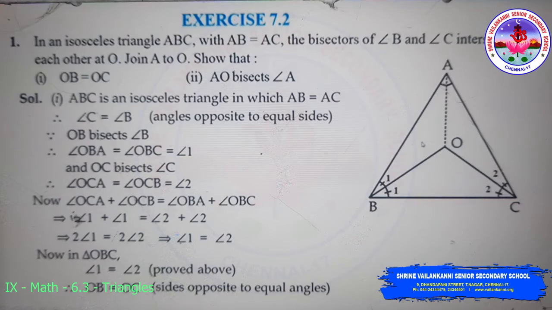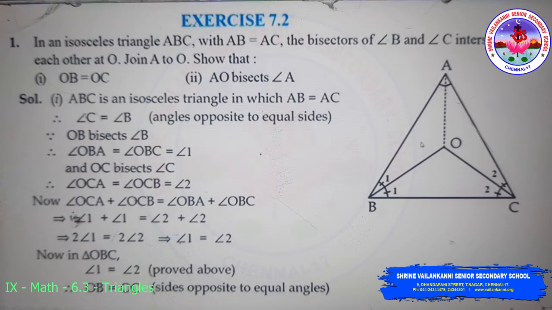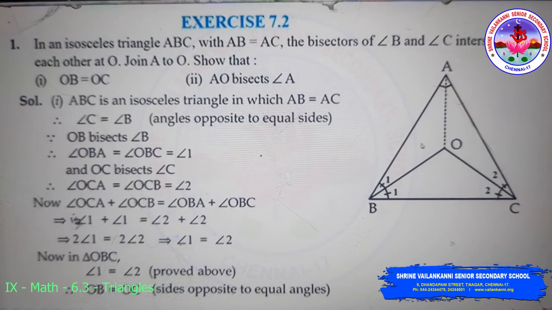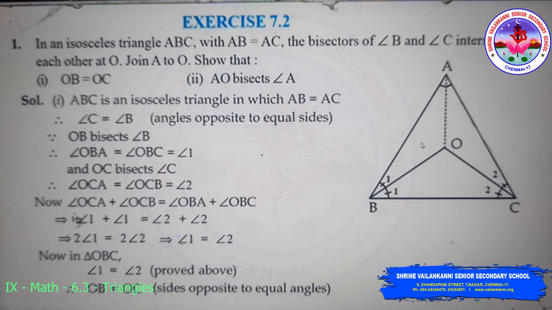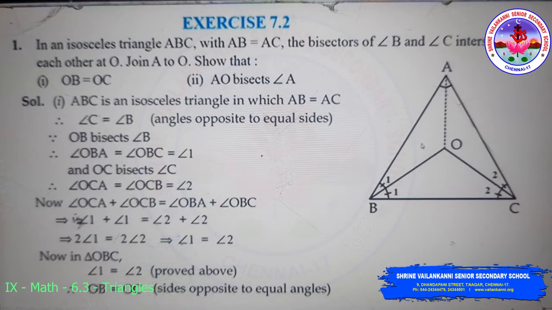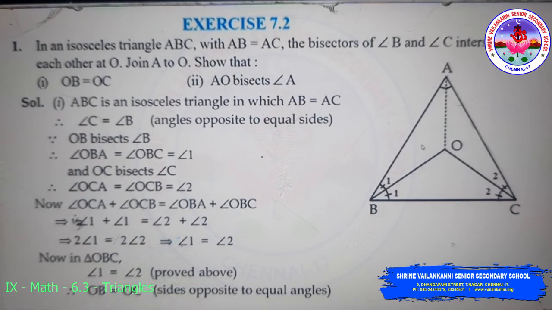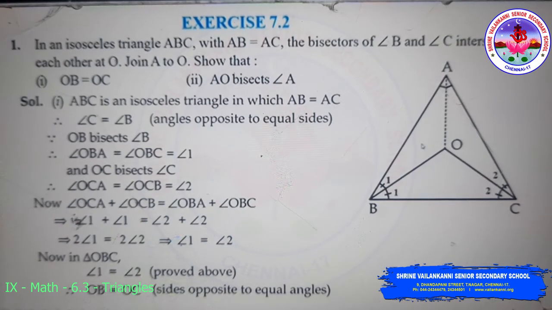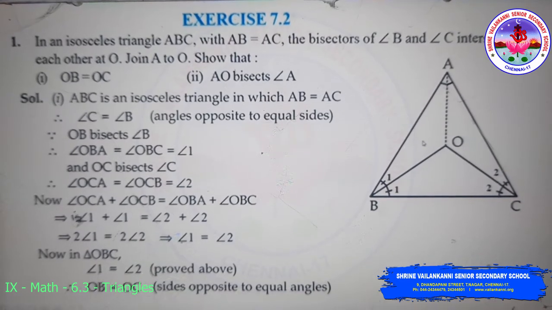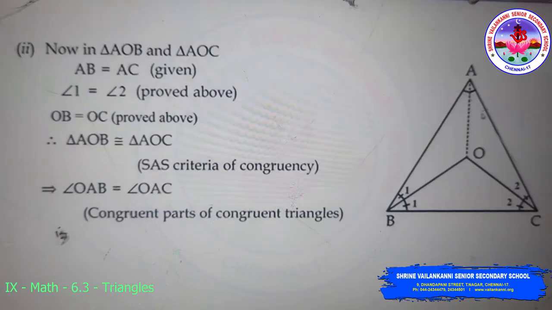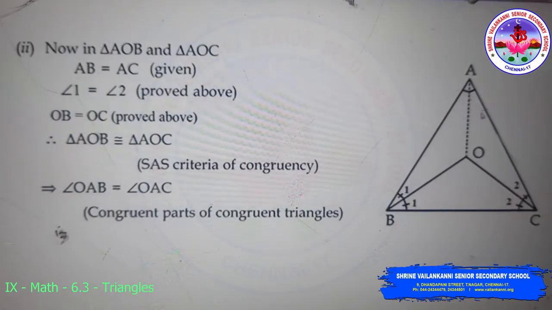By the previous theorem, we know that the sides opposite to equal angles are equal. For angle OBC, the side opposite is OC, and for angle OCB, the side opposite is OB. So I got OB is equal to OC, since sides opposite to equal angles are equal. So I proved that OB is equal to OC. Coming to the second part, we want to prove that AO bisects angle A.